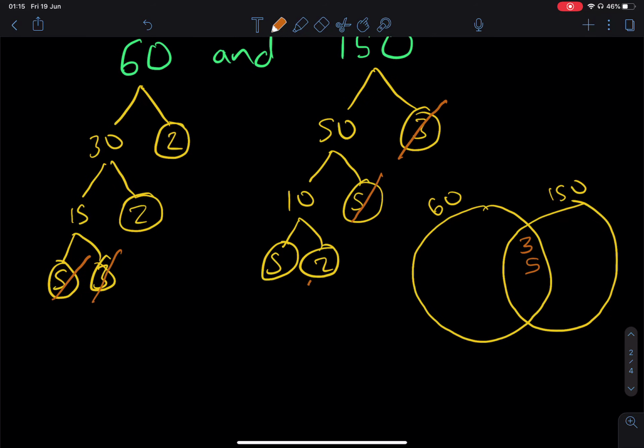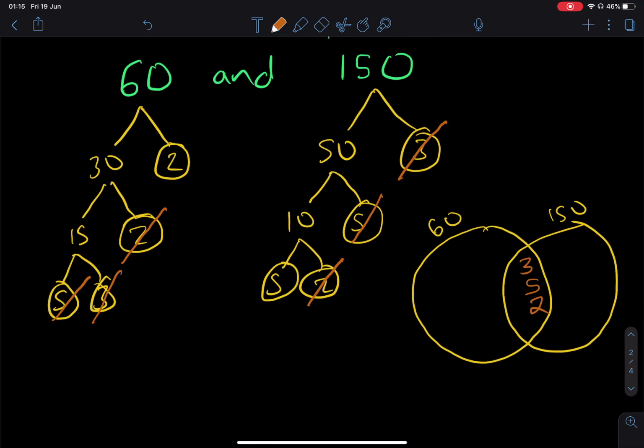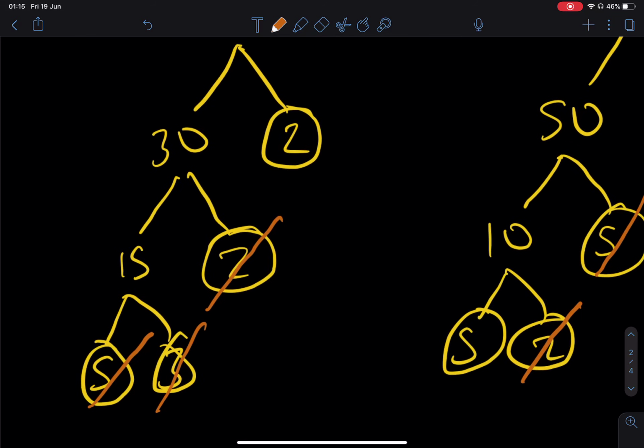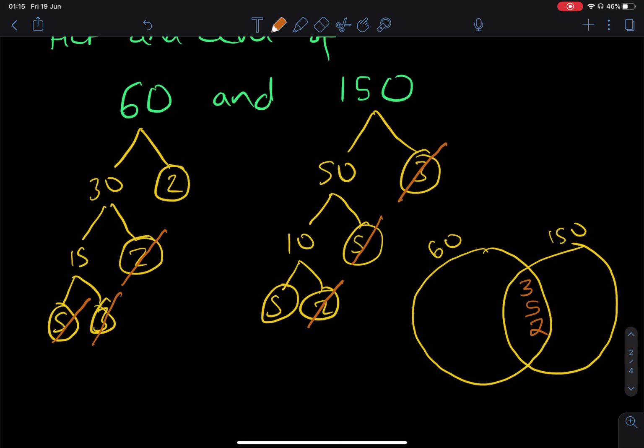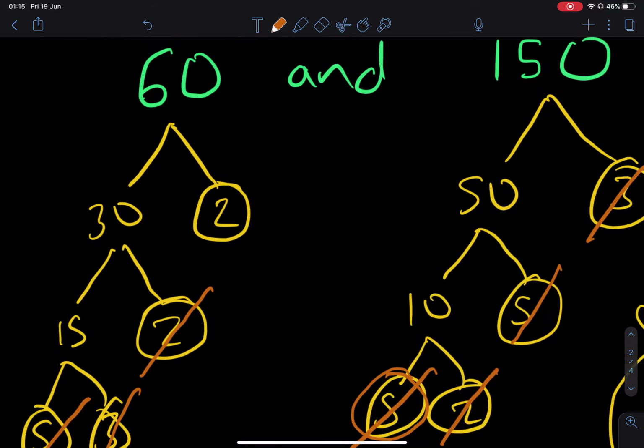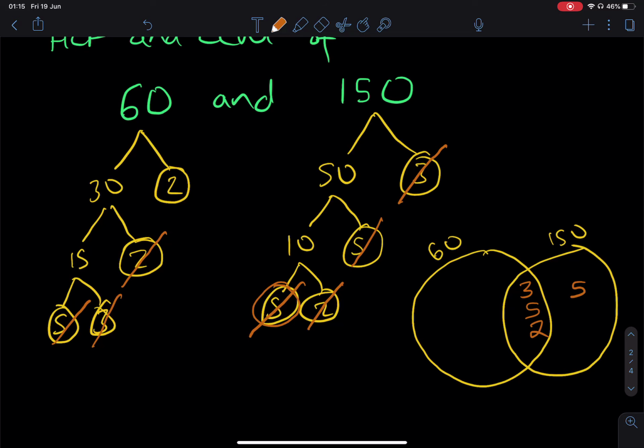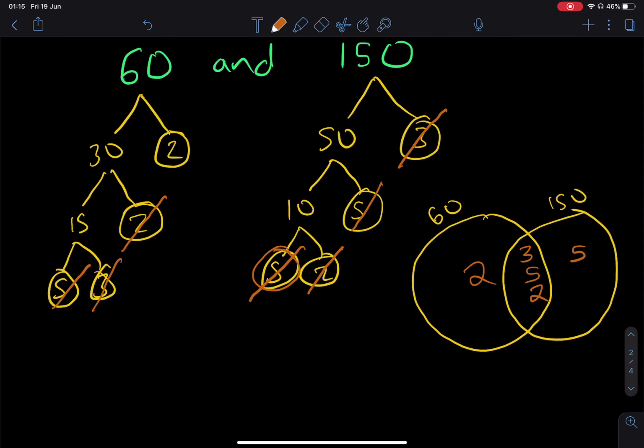I've got a 2 over here. Do I have a 2 on the left hand side? Yes, I do. Write it down once, cancel them both out. And I've got a 5 left over here on the right hand side. I do not have a 5 left over on the left hand side. So this 5 over here is going to go underneath the relevant circle, in this case 5, cross it out. And this 2 over here is by itself. There's no other 2's left to cancel out with. So this 2 goes over here.